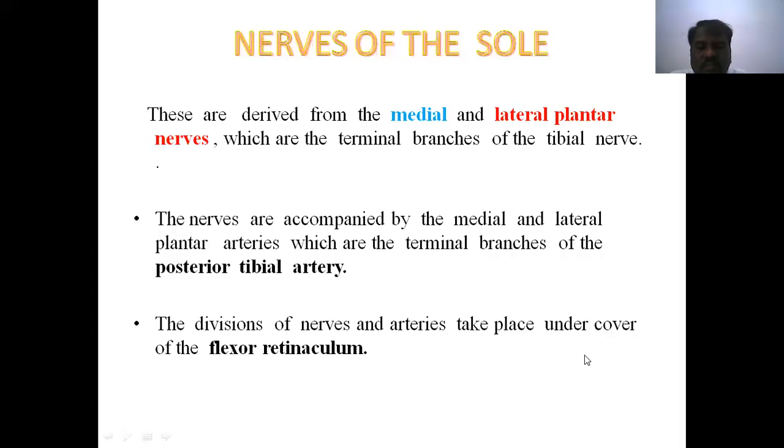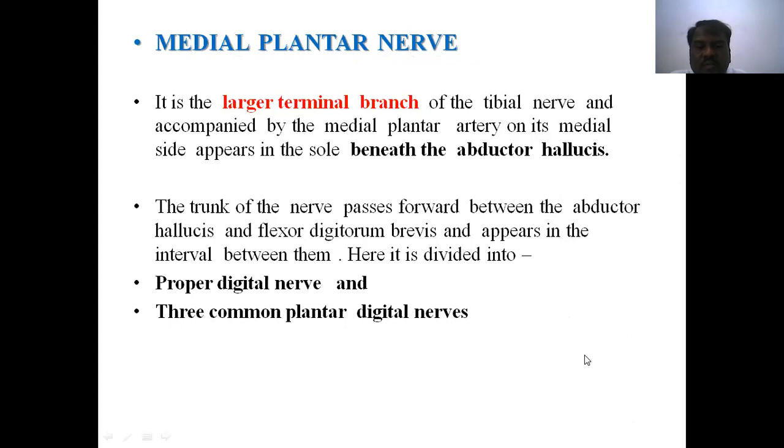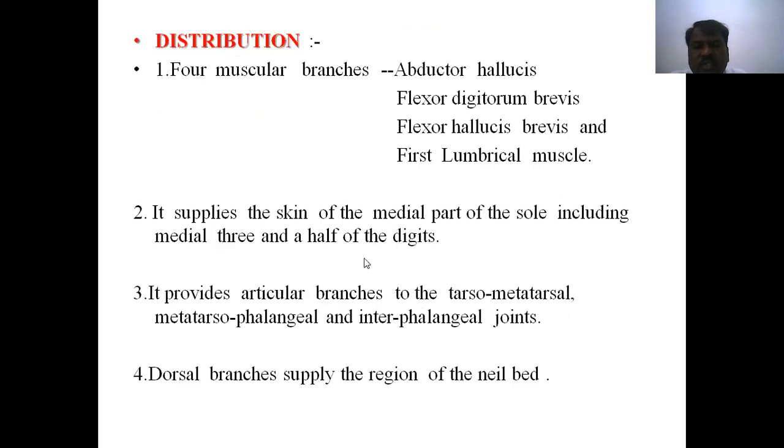One is the medial plantar nerve. This is a large terminal branch of the tibial nerve, accompanied by the medial plantar artery on the medial side, beneath the adductor hallucis. Each nerve gives proper digital nerves and three common plantar digital nerves. See the distribution of these four muscular branches: abductor hallucis, flexor digitorum brevis, flexor hallucis brevis, and the first lumbrical muscle. So the medial plantar nerve is going to supply the first lumbrical, flexor hallucis brevis, flexor digitorum brevis, and abductor hallucis.